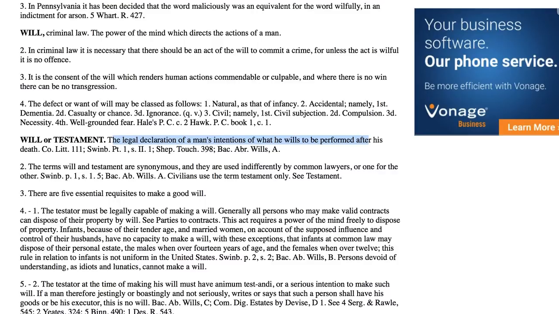And up here, it's the power of the mind. Once again, a man's intentions that directs his actions. So an express trust, what I'm trying to demonstrate to you, is when you declare your intentions for your property, that is an expression of the mind, and that is a will.